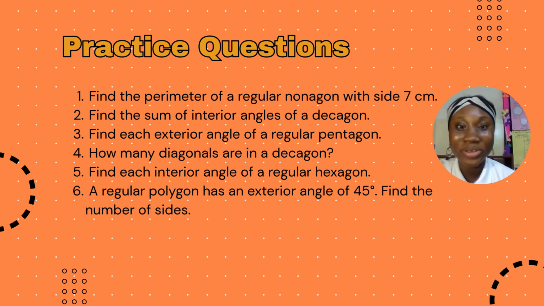And your last question: a regular polygon has an exterior angle of 45 degrees. Find the number of sides. It's just like our challenging problems. I believe we can do this.